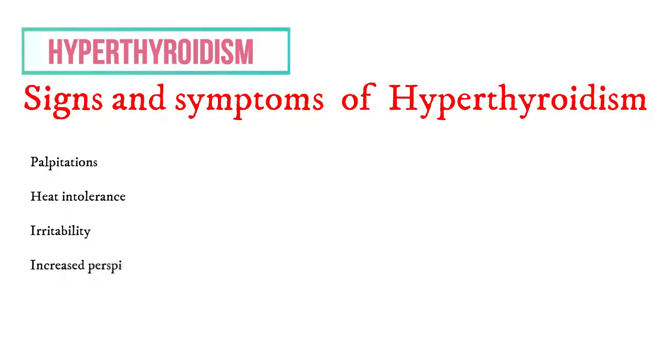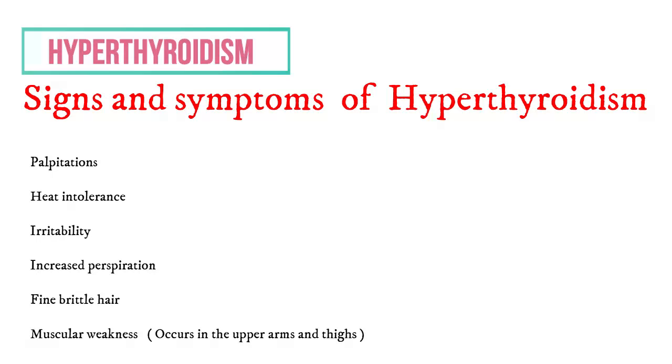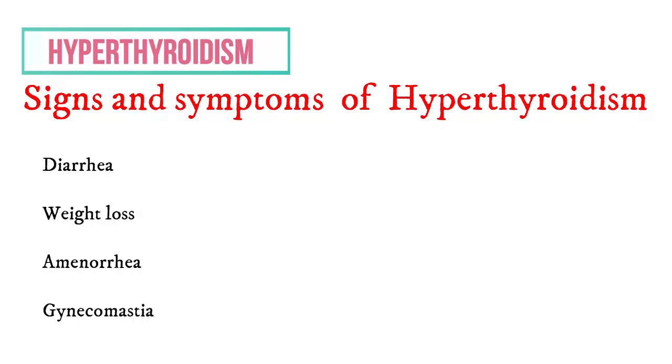Signs and symptoms of hyperthyroidism include palpitations, heat intolerance, irritability, increased perspiration, fine brittle hair, and muscular weakness which usually occurs in the upper arms and thighs. Furthermore, diarrhea, weight loss, amenorrhea, gynecomastia may be observed.